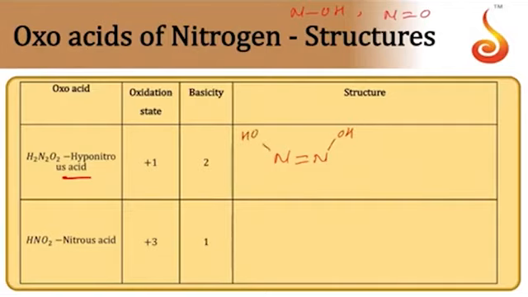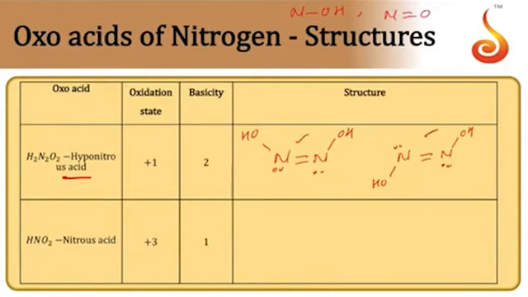So there are H2, N2, O2, and we have a lone pair of electrons here. It also has more than one type of structure. Both anti and syn forms are there for hyponitrous acid. Because of the double bond here, rotation is not possible, so two different forms are there for H2N2O2.